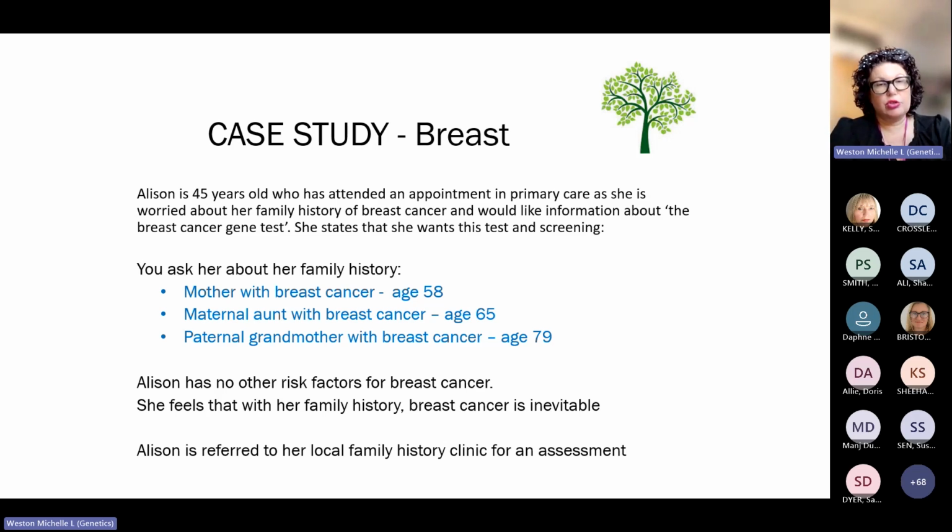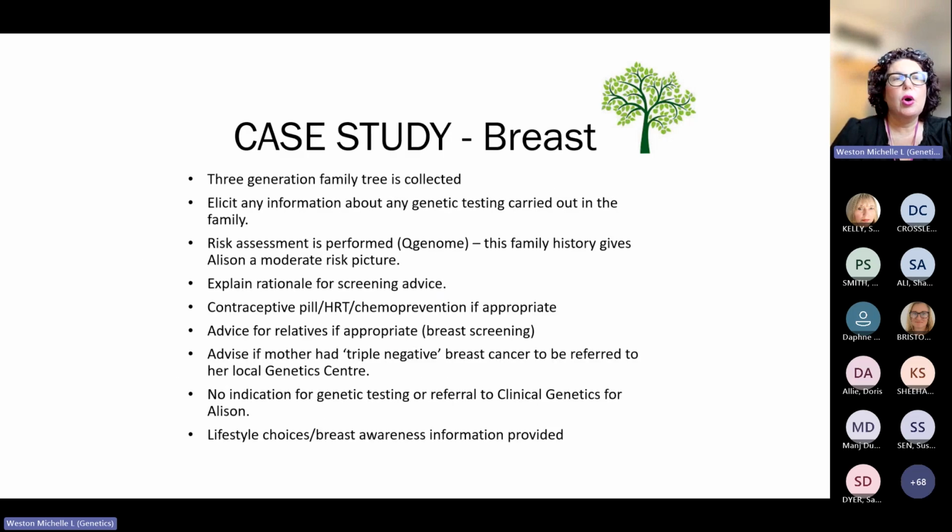And so throughout her appointments, we can, as I say, collect the 3-generation family tree. We will elicit any information if there's any genetic testing that's been carried out in the family. That may have been done through the NHS, or somebody in the family may have had private genetic testing.